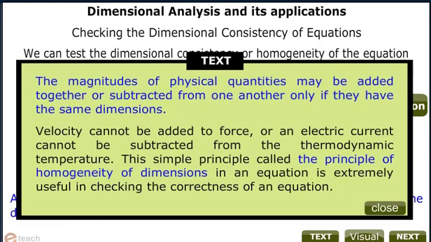The magnitudes of physical quantities may be added together or subtracted from one another only if they have the same dimensions. Velocity cannot be added to force, or an electric current cannot be subtracted from the thermodynamic temperature. This simple principle is called the principle of homogeneity of dimensions. It is extremely useful in checking the correctness of an equation.